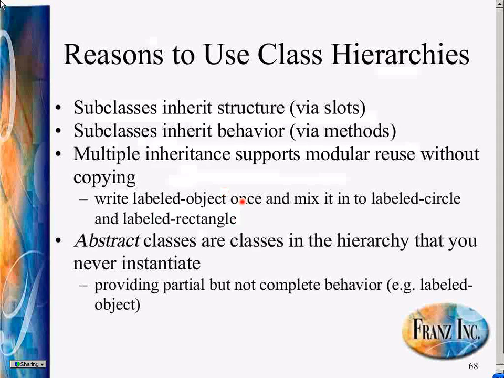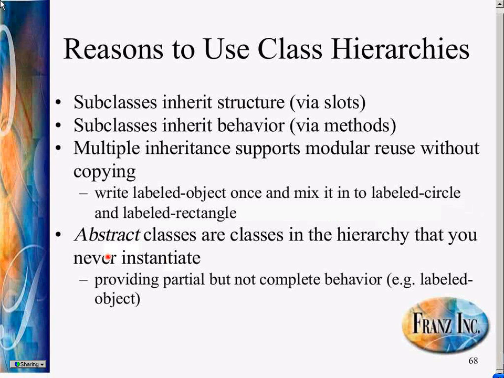So if you have a class called labeled-object, you can mix it in with labeled this and labeled that: labeled-circle, labeled-rectangle. Labeled-object is going to have a slot, one of which is the label name, and it may have a print-object method that includes the label name, etc. And your labeled-circle and labeled-rectangle, if you specify it as a direct superclass, will inherit all that behavior without you having to reconstruct it.